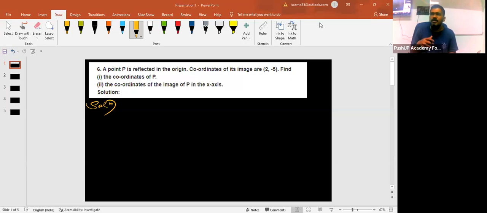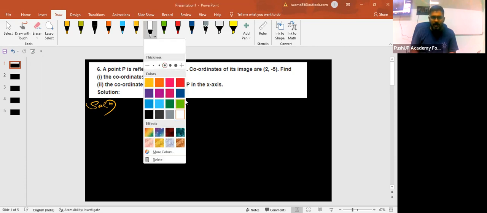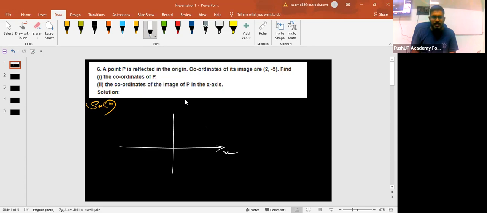If you notice this for the first time, they are giving you the coordinates of its image. Usually they give you the coordinates of the object, right? First time they have given you the coordinates of its image. So if you want to understand this question better, you should first of all draw a rough XY plane. This is the x-axis, this is the y-axis. Now, where is that image found? 2 comma minus 5, which means x is positive and y is negative, isn't it?